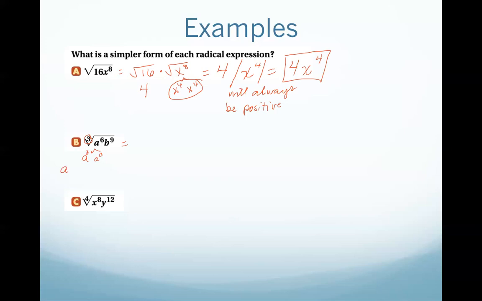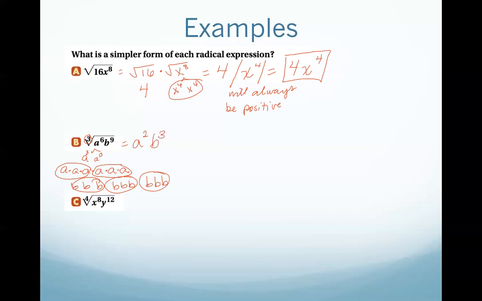So I'm going to write 1, 2, 3, 4, 5, 6 a's and make groups of 3. There are 2 groups of 3, so that's a times a. B to the 9th, I can do the same thing. I need groups of 3, so that's 1, 2, 3, 4, 5, 6, 7, 8, 9. B to the 3rd.